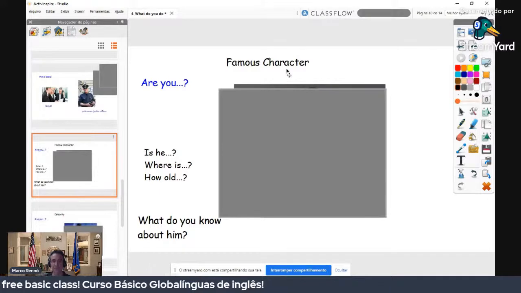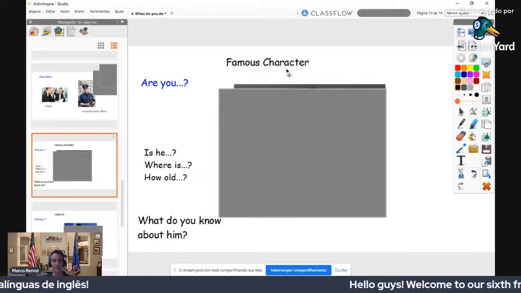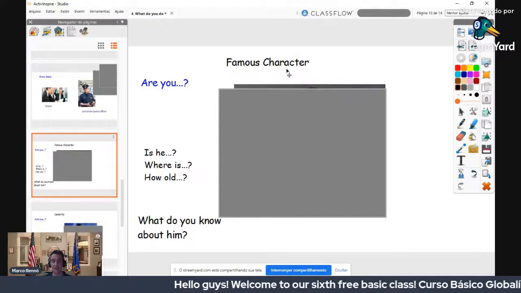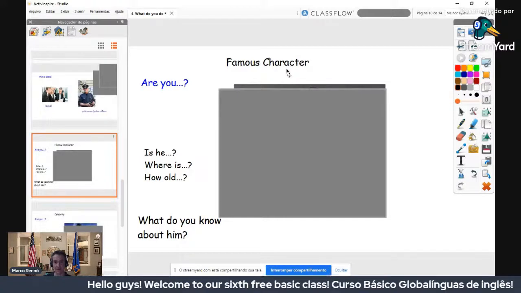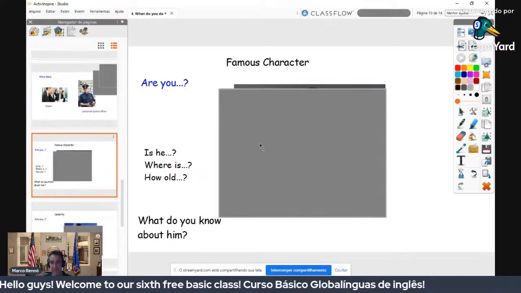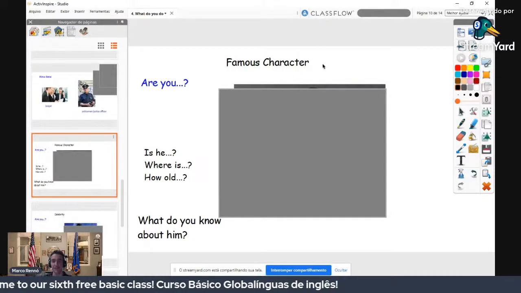Or Bugs Bunny. Não, é o Pernalonga, sorry. Pernalonga é o Bugs Bunny. He's not a real person. He's a character. So in this picture, there is a famous character.